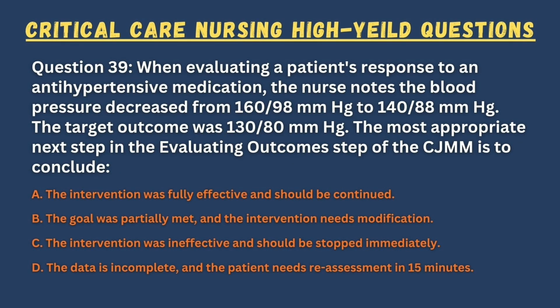When evaluating a patient's response to an antihypertensive medication, the nurse notes the blood pressure decreased from 160/98 millimeters of mercury to 140/88 millimeters of mercury. The target outcome was 130/80 millimeters of mercury. The most appropriate next step in the evaluating outcomes step of the CJMM is to conclude: A. The intervention was fully effective and should be continued. B. The goal was partially met, and the intervention needs modification.